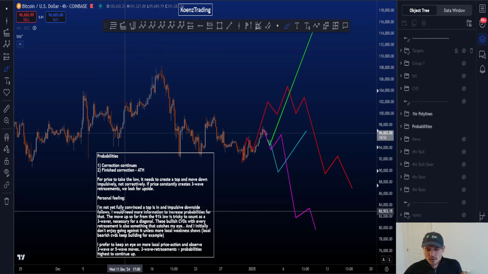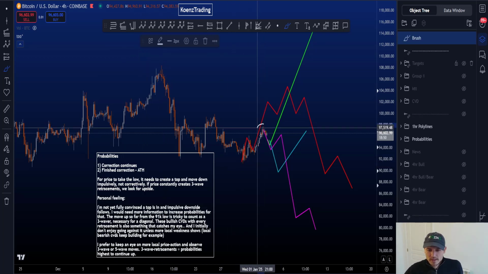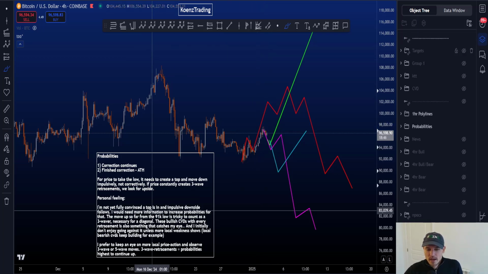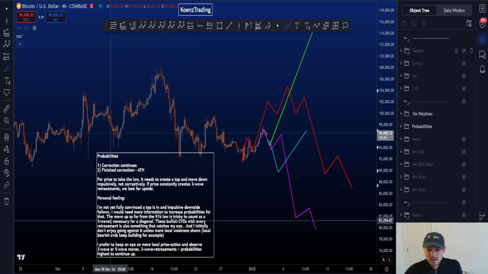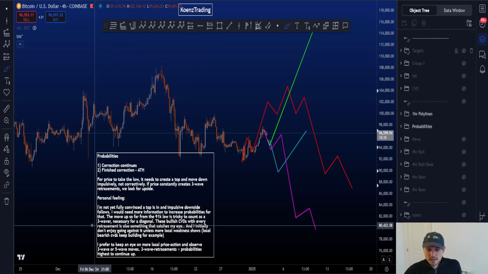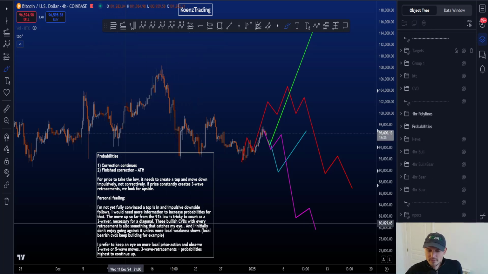Now I also added a personal feeling section here, which I don't often do, but let me just read it. So I'm not yet fully convinced that the top over here is in and we look for an impulsive move to the downside. I would need more information to increase probabilities for that move down. The move up so far from 91K is tricky to count as a three-waver, which is necessary for a diagonal, so that just plays in my mind.